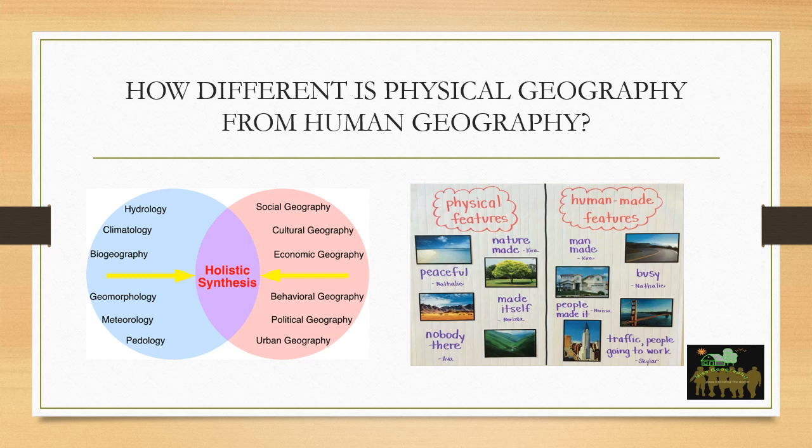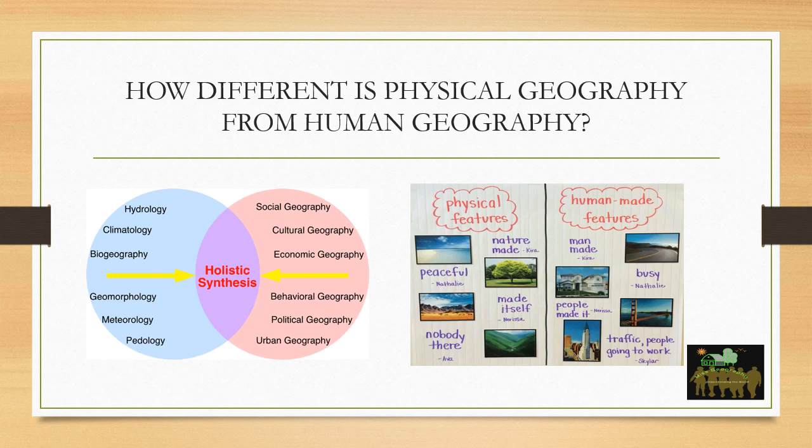In the middle, you can see holistic synthesis, which simply means that these two work together. They have something in common. And what is this common thing? It has to do with the environment. So they both look at the environment, but one looks at the natural or the scientific processes, the biological processes, and then the other looks at how human beings relate with the environment.